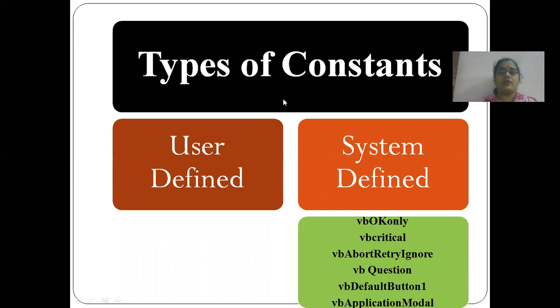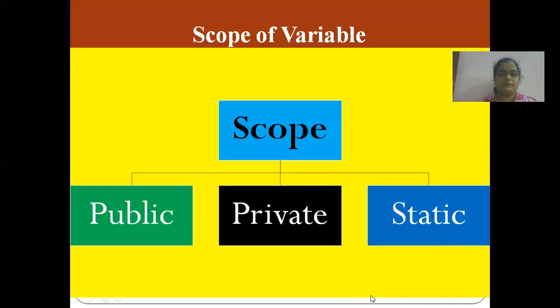Then these are the two types of constants which are used in Visual Basic. First one is user defined constants and second one is system defined constants. User defined means these are the constants which are defined by the user according to requirement, and these are some system defined constants like vbOKOnly, vbCritical, vbAbortRetryIgnore, vbQuestion, vbDefaultButton1, vbApplicationModal. We will see all this in detail in the next video.